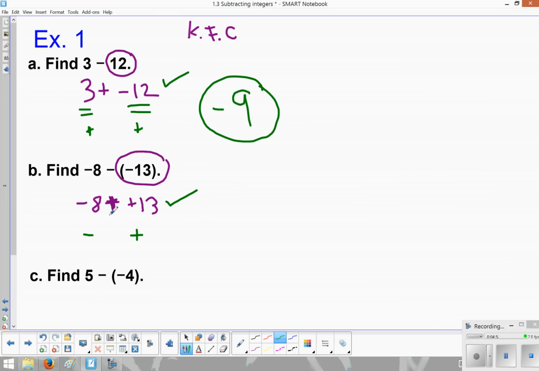So then are you going to have a negative or a positive answer? And if you answered positive, you are correct. So did you figure out what 13 minus 8 is? Okay, if you said 5, you are correct, so the answer will be 5.